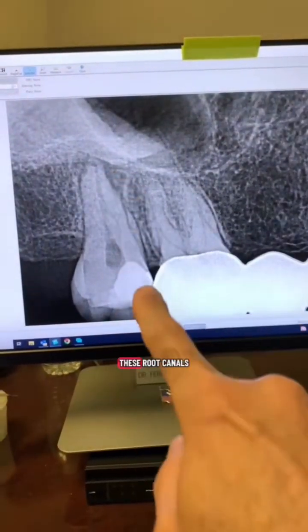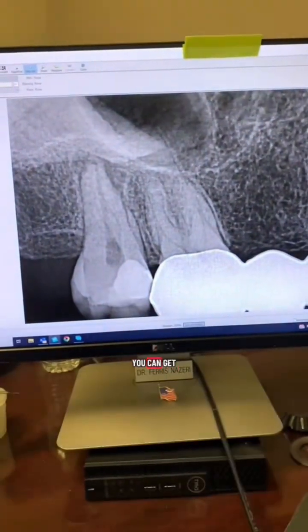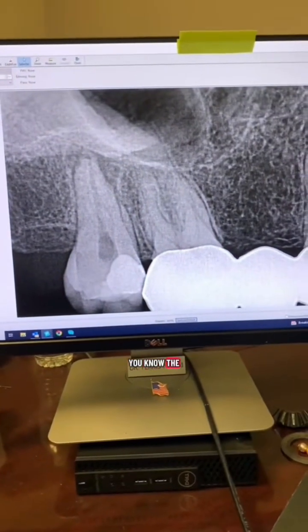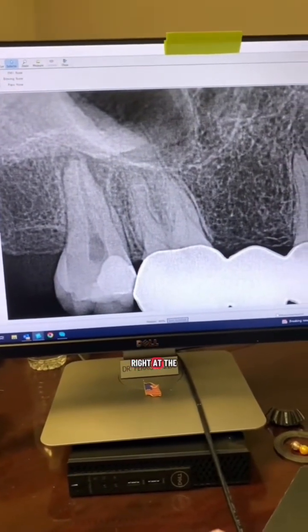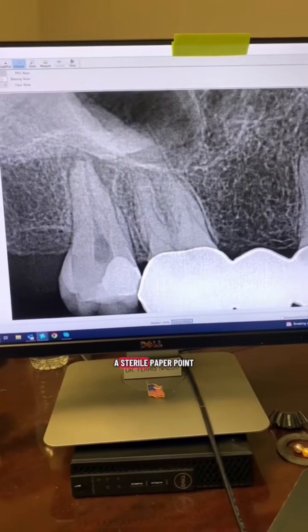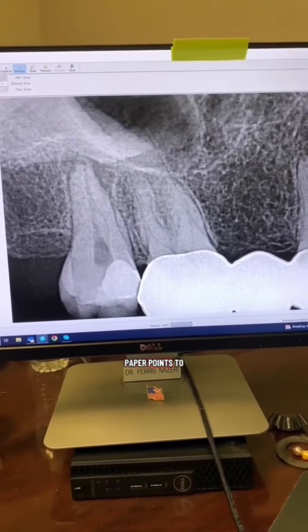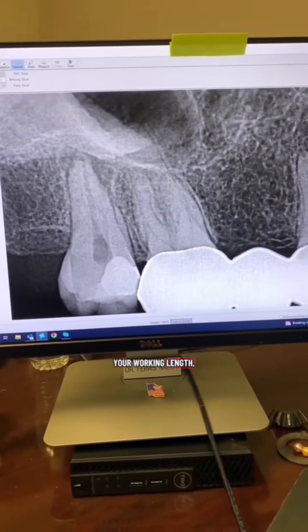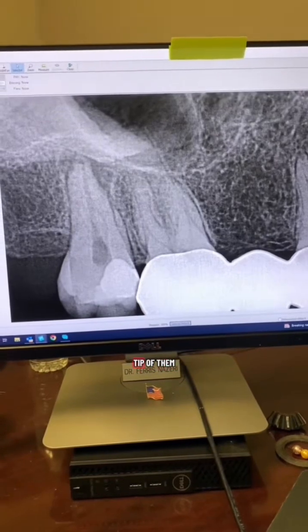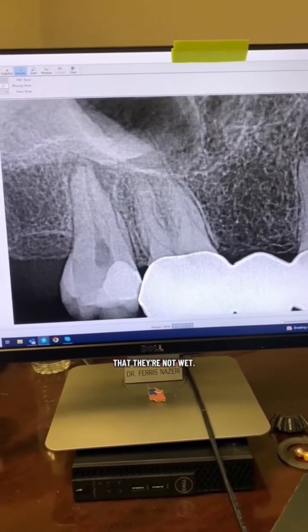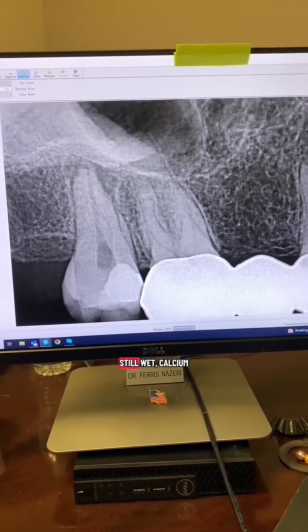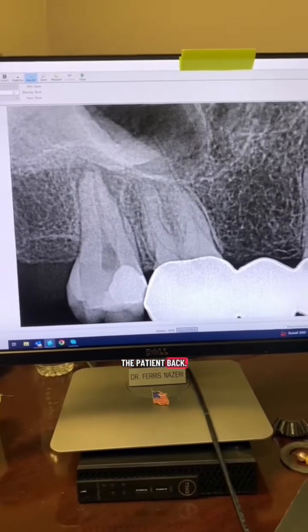Again, we can do these root canals in one appointment as long as you can get the canals dry. And the way you know the canals are dry is right at the end, you take a sterile paper point or multiple sterile paper points to your working length, you remove them, you inspect the tip of them to make sure that they're not wet. If they're wet, you try a couple of times, still wet, calcium hydroxide, and bring the patient back.